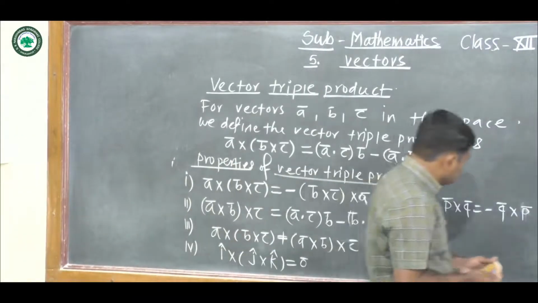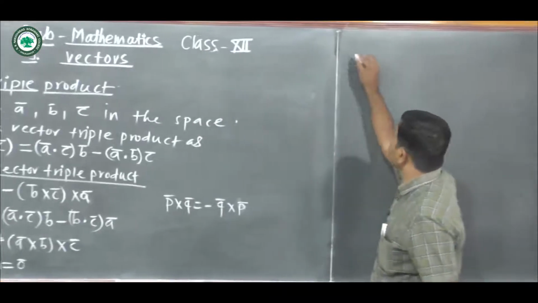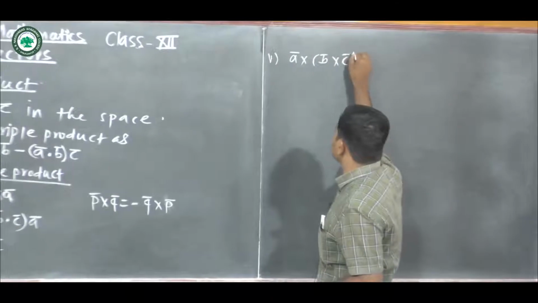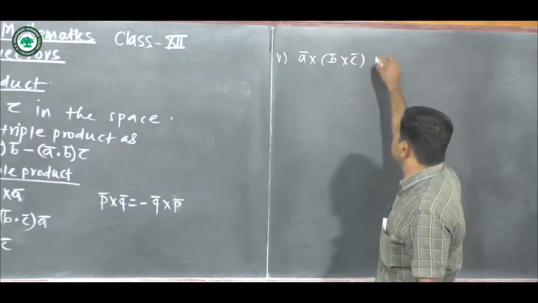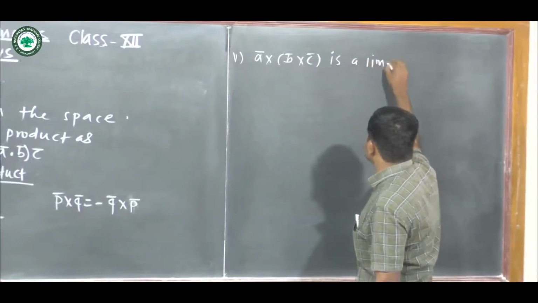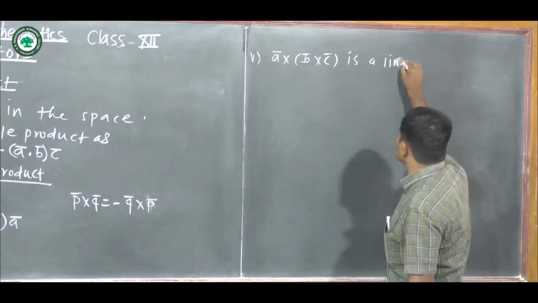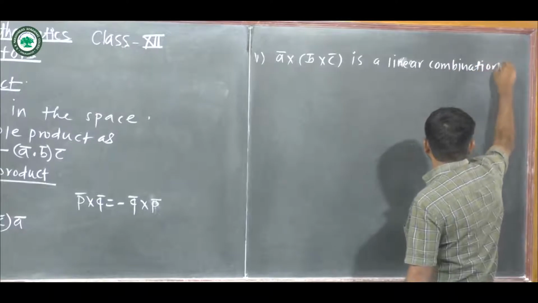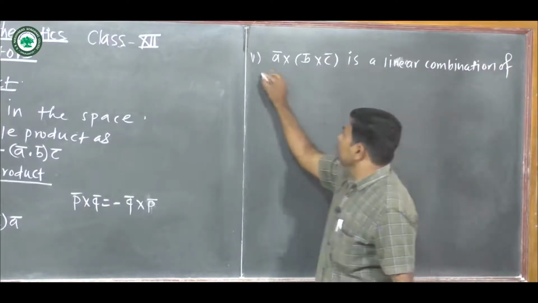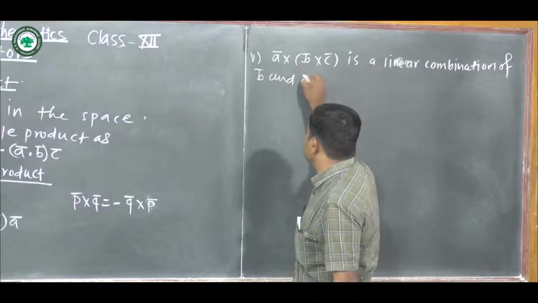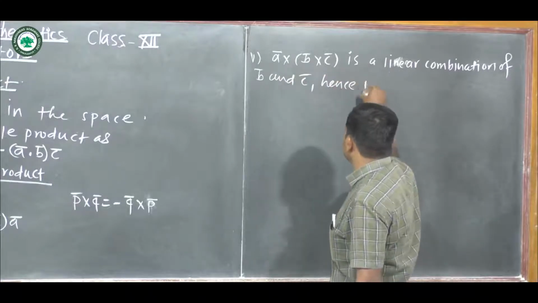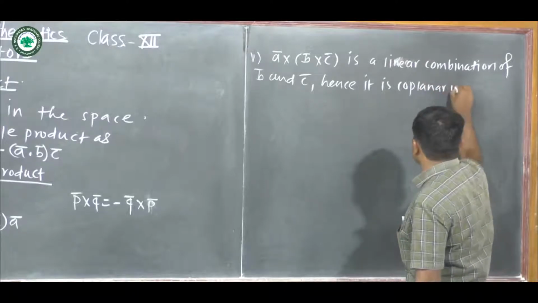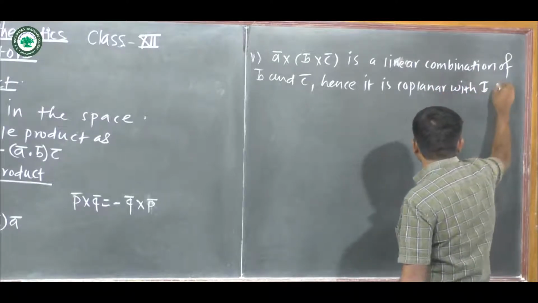Fifth property: A bar cross B bar cross C bar is a linear combination of B bar and C bar, hence it is coplanar with B bar and C bar.